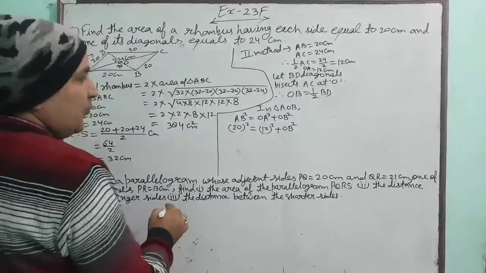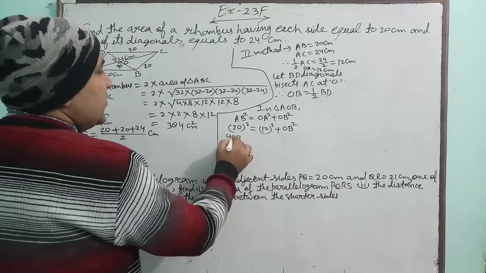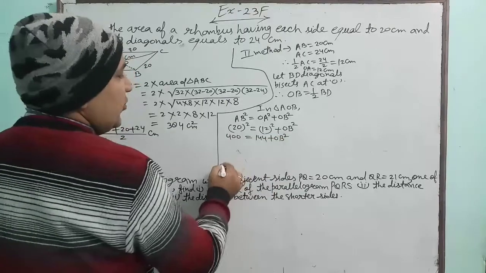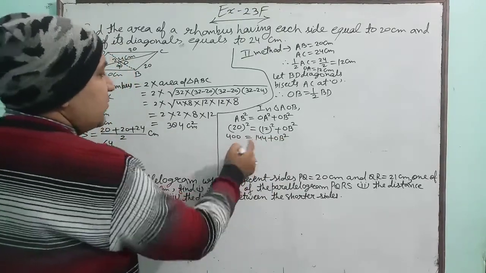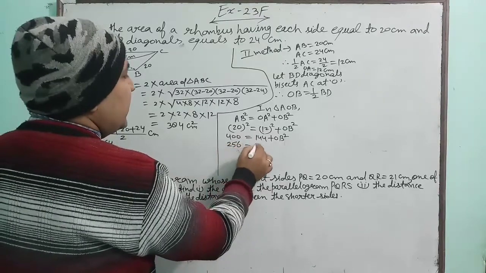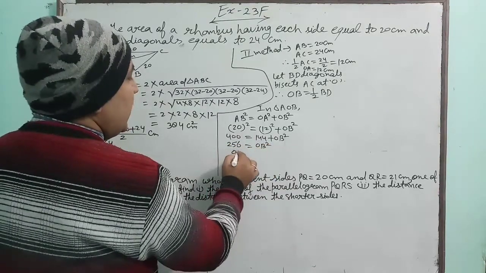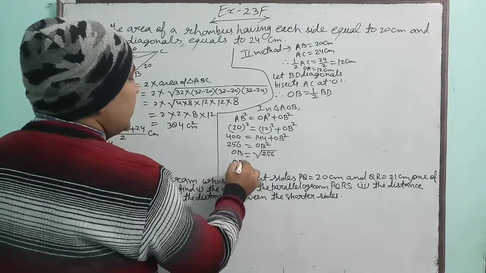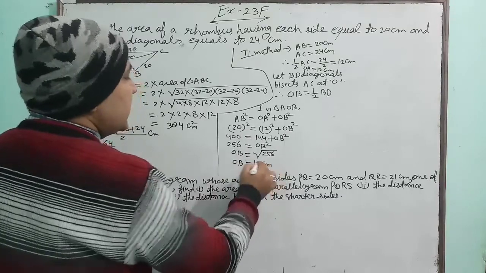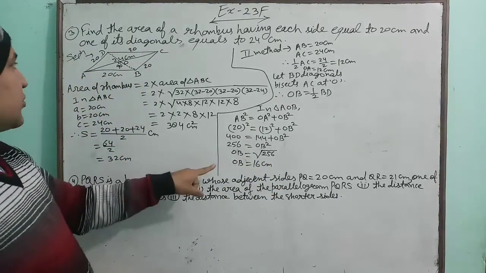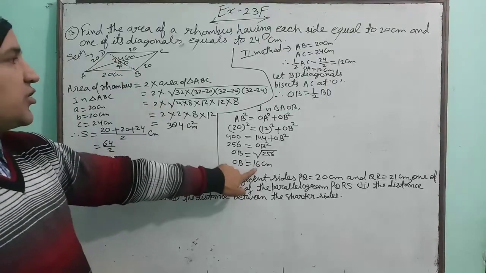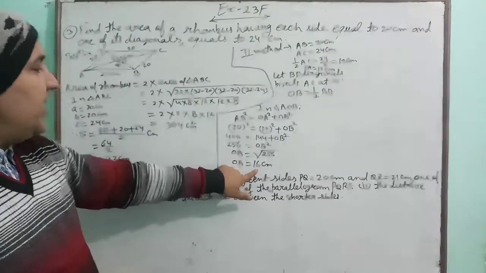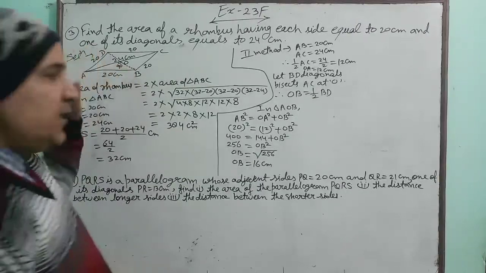OB square we have to find. 20 square is 400 is equal to 144 plus OB square. So 400 minus 144 is 256 is equal to OB square. That means OB is equal to square root of 256, which is 16 centimeter. Understood? This OB we have got 16 centimeter with the help of Pythagoras theorem. Now OB is 16, then what will be the value of BD?